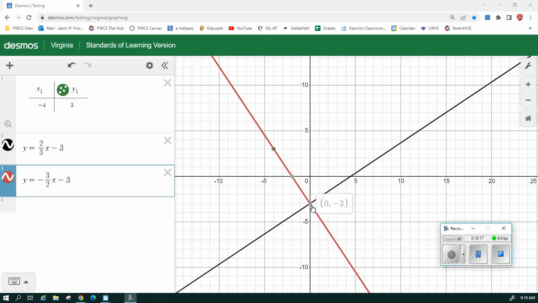They make right angles. The interesting thing about these two is that they do both actually have the same y-intercept. That's not always going to happen. That's just a coincidence here. They both end in minus 3. But you can see that their slopes are flipped fractions. One's positive, one's negative. My positive slope goes up to the right. My negative slope goes down to the right.